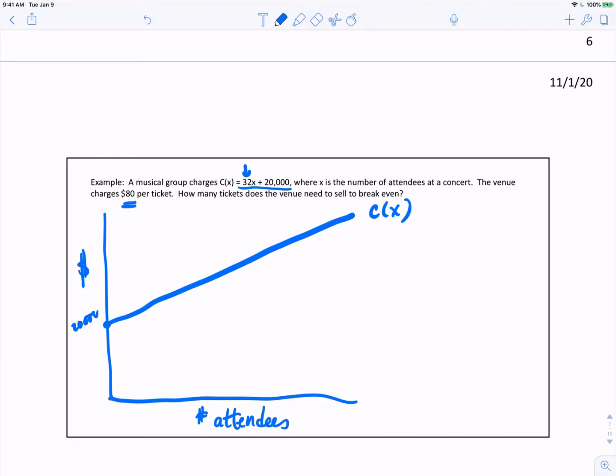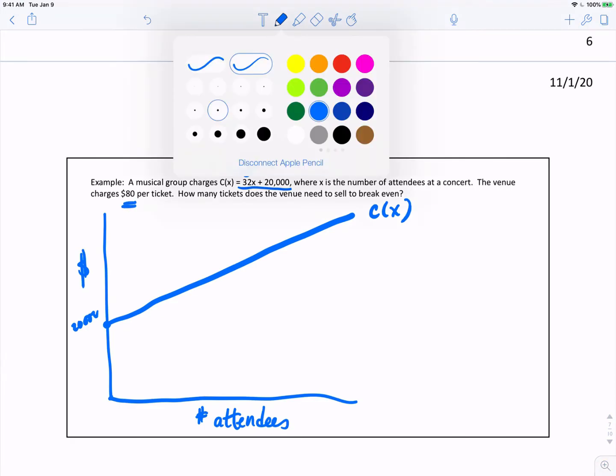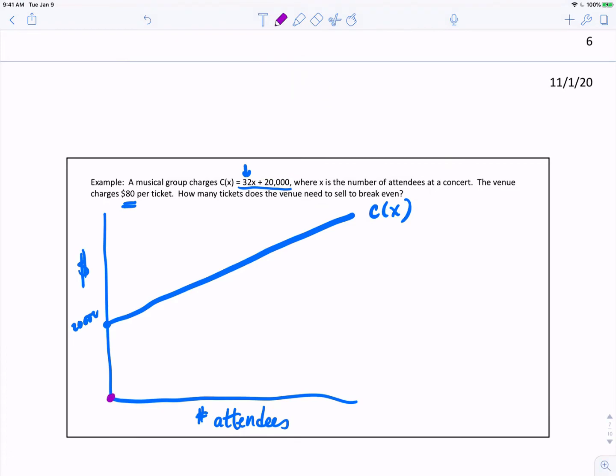Now, $80 per ticket, what that means for revenue is if they have 0 attendees, they have 0 money. But as they begin to sell tickets, they make money. And so 80x would be a function that would model how much money they're making, $80 for every attendee. And notice that that line would look like this. It has a y-intercept of 0, but has a slope of 80, so it increases at a steeper slope than the first line. And so we were asked to find the break-even point, in other words, to find this point here.